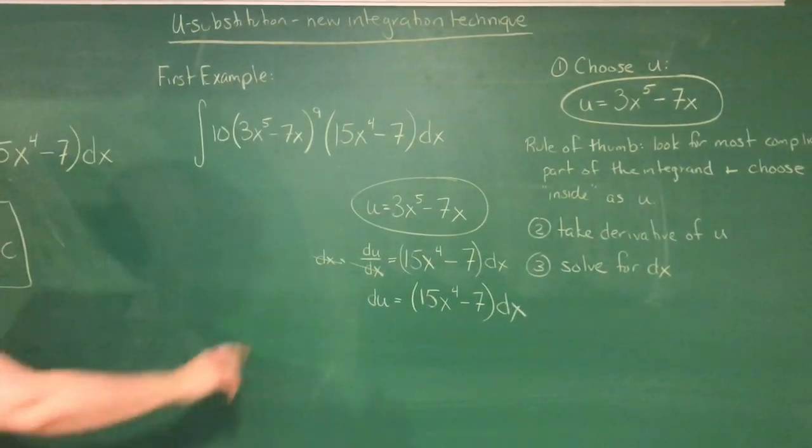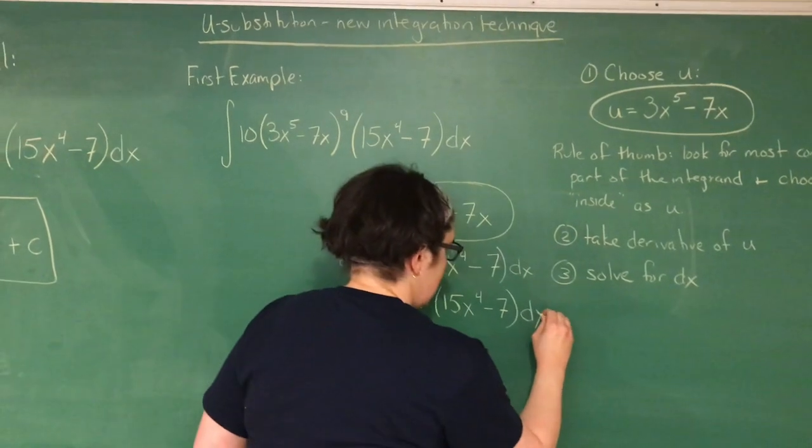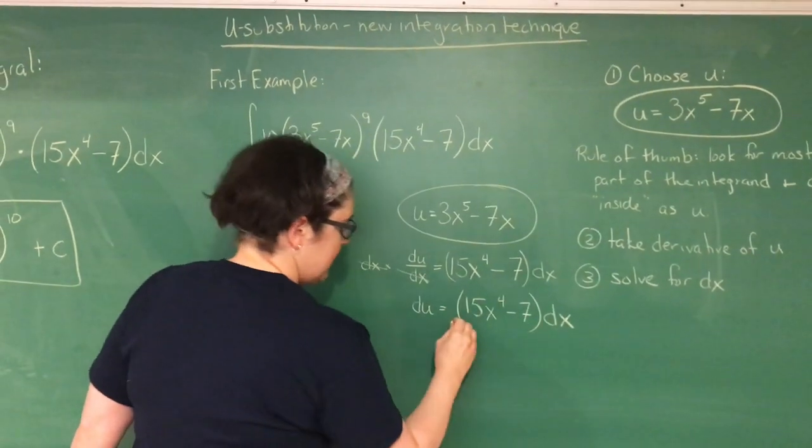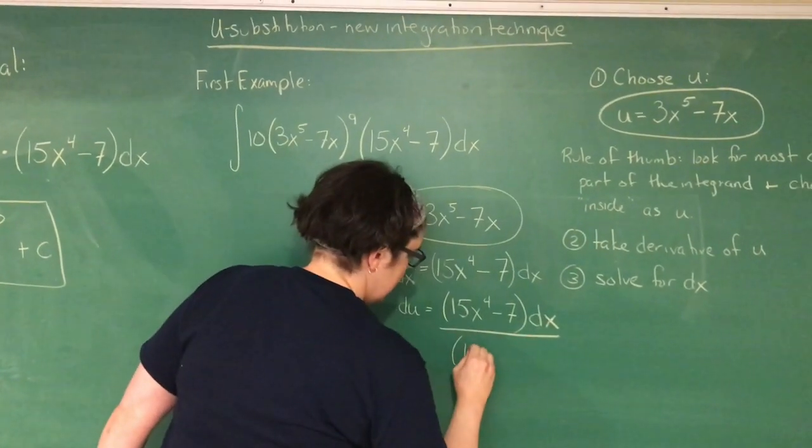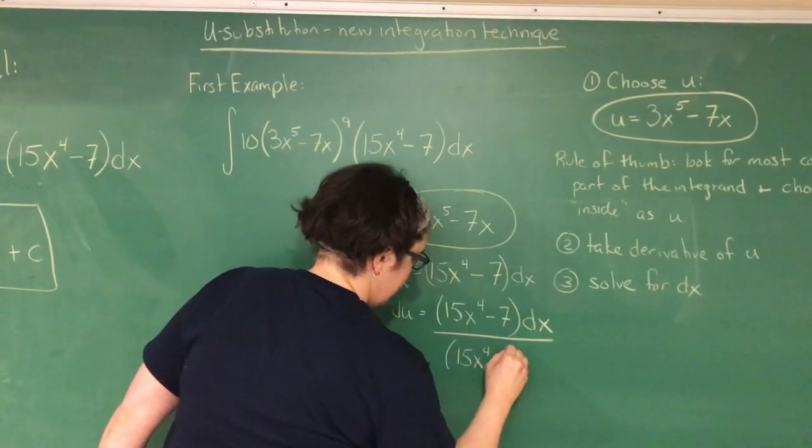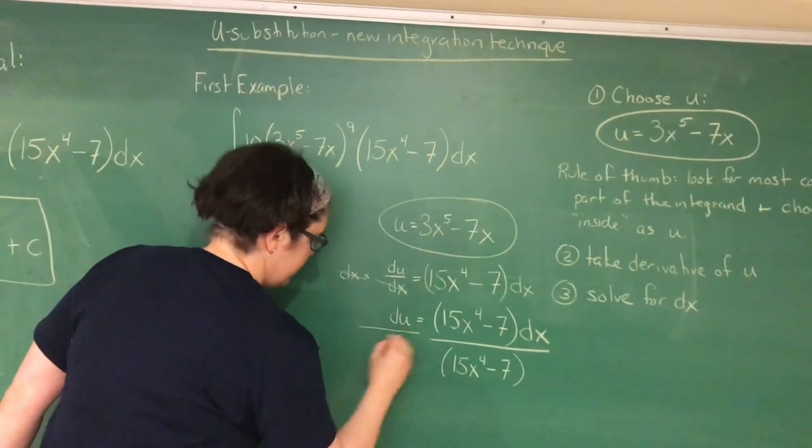Okay, so I'm still trying to solve for dx. dx is out of the denominator, but to get it by itself, I now need to divide both sides by 15x to the fourth minus 7.